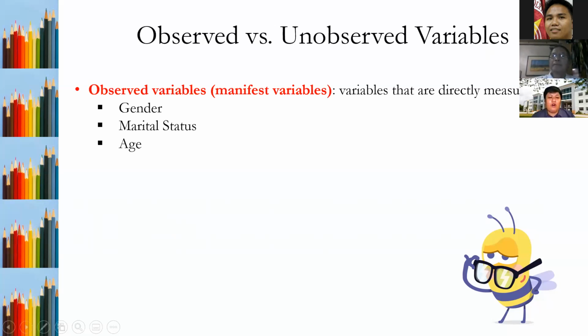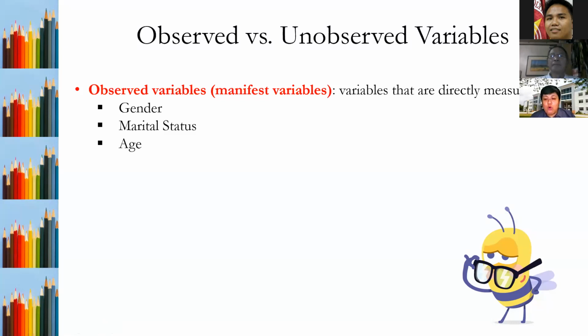Okay, so for example, let's say I want to know the gender or the sex of my respondents, or maybe the marital status of my respondents, or maybe the age of my respondents. Those types of variables are what we call observed variables, or manifest variables, because we can directly measure them.